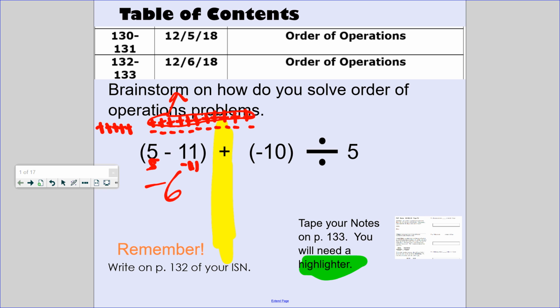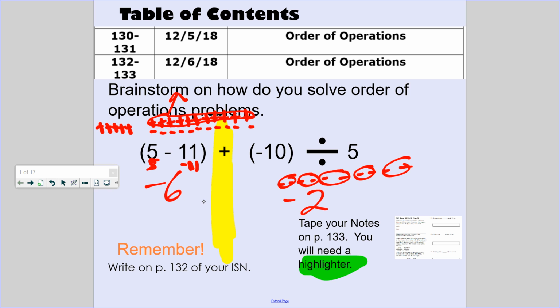The next one, I have 10 negatives divided by 5 groups. So if I have 10 negatives and divide it into 5 groups, that would be -2. Or another way to do it is 10 divided by 5 is 2, opposite.